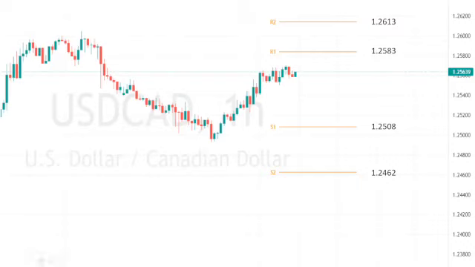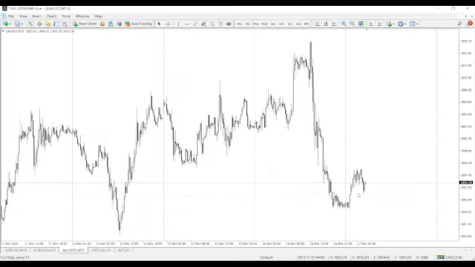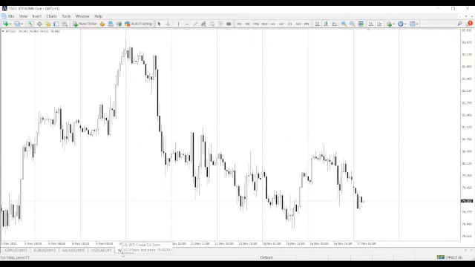But as we all know, one of the factors that affects the price of USD/CAD is oil. So if we're going to talk about oil, let me just share my platform once again. Let me just switch this to crude oil. Okay. So right now, during the US session, the current price of oil is around 79.08 per barrel.